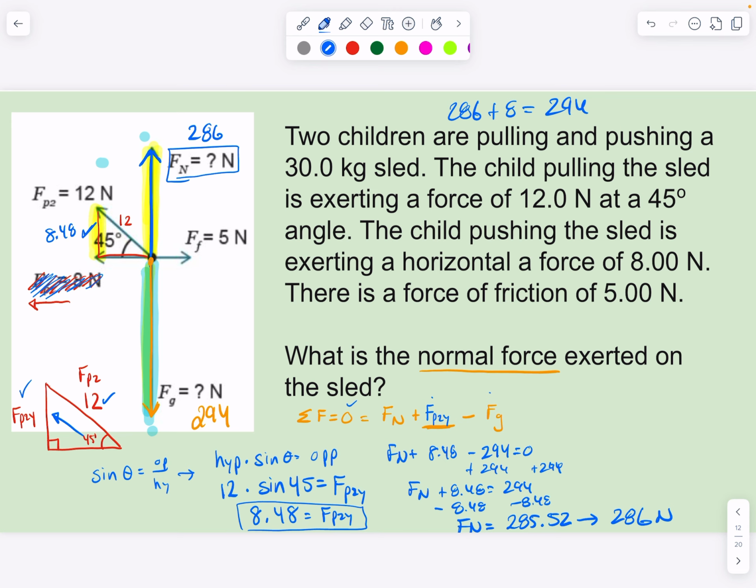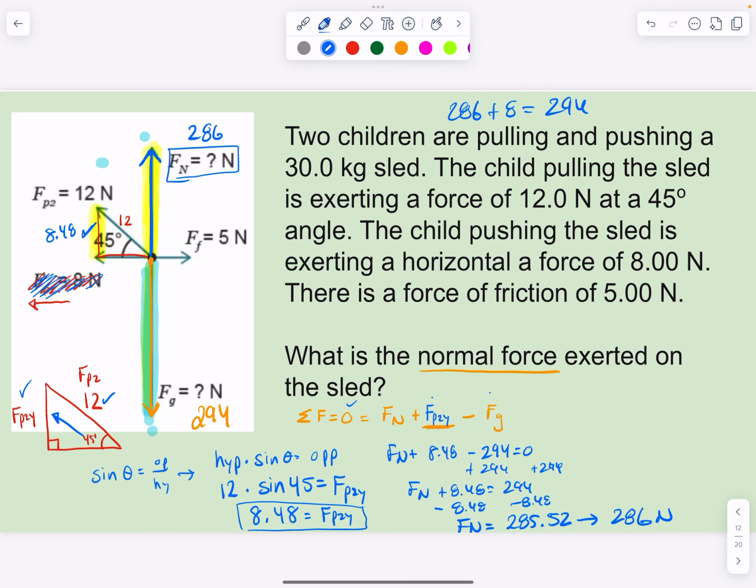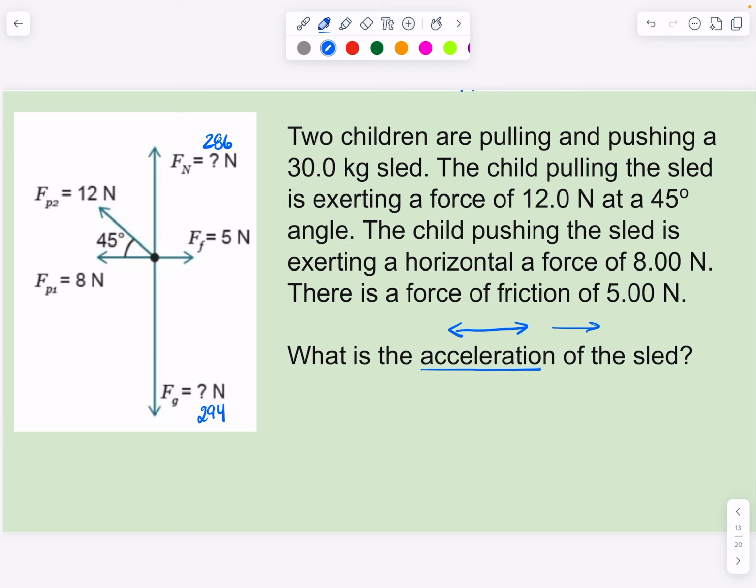Okay, so let's go to this next one. We know our normal force is 294. We know that our FG is 294. Our normal force is 286, which is not going to be important for this next part, but I'm just going to jot it down there. The next part is our acceleration. Keep in mind that acceleration happens along the x-axis. So to find the acceleration, I want to look at all the vectors that are going this way or that way to find the net force of all those vectors.